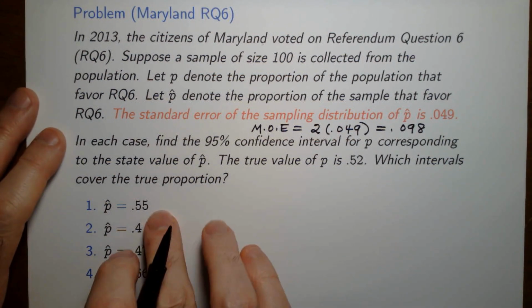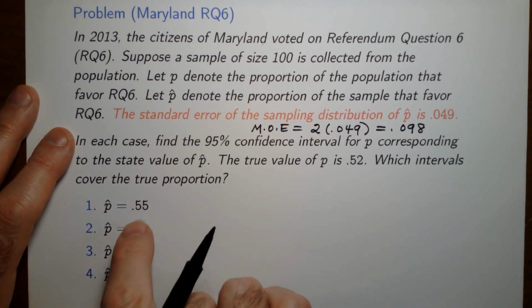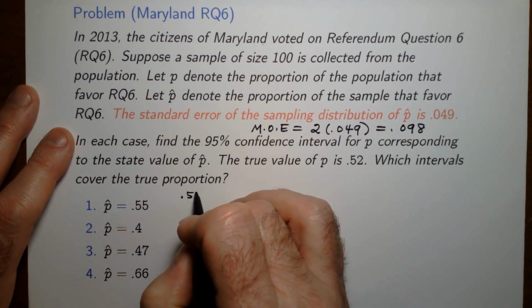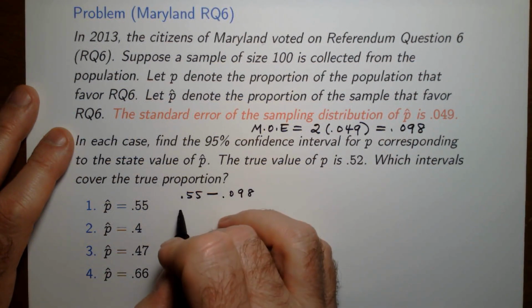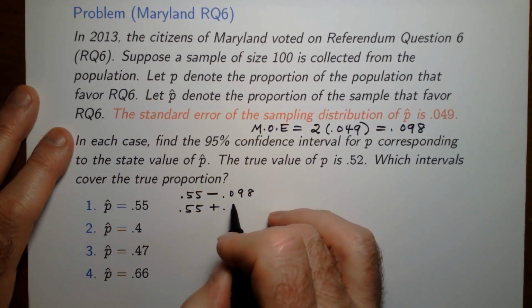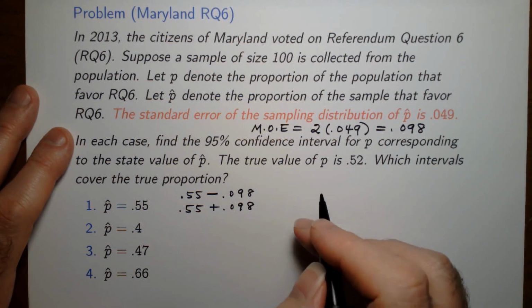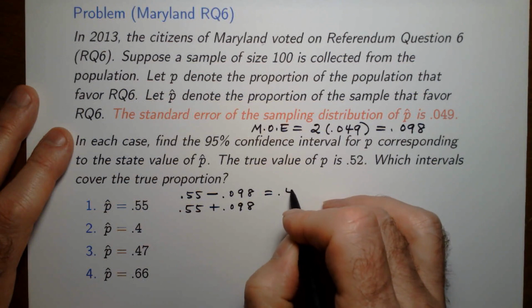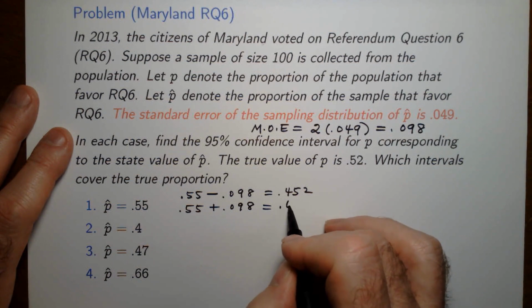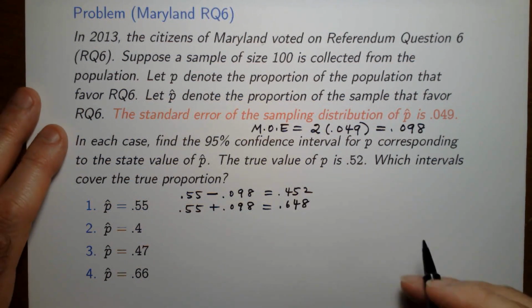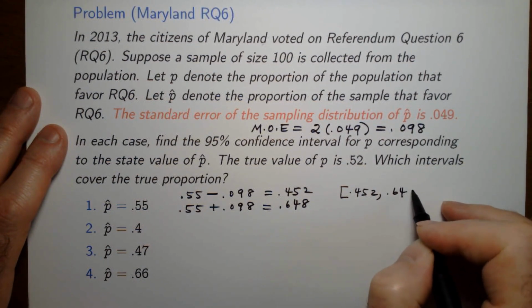So in all of our calculations, we'll be adding the margin of error and subtracting the margin of error accordingly. Okay, so in this first problem, we want to calculate our confidence interval. So we're going to take 0.55 minus the margin of error and 0.55 plus the margin of error, and those will form our two endpoints. This first calculation gives us 0.452, and the second calculation gives us 0.648. So our interval extends from 0.452 out to 0.648.